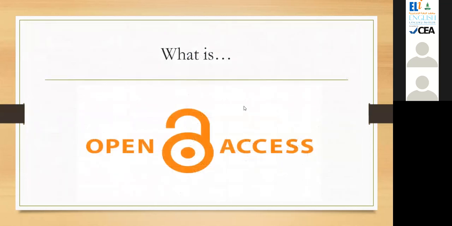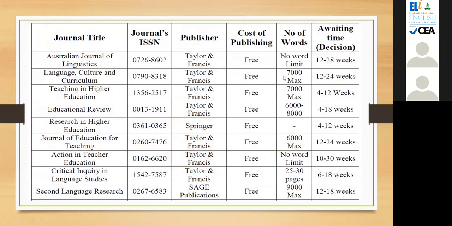So as you can see here, the awaiting time is so long. Sometimes most of them are between 12 to 28 weeks. So maybe some of them publish in 3 months, and that's good. That's very good, actually. Some of them take a year or a year and a half. It's very lengthy.